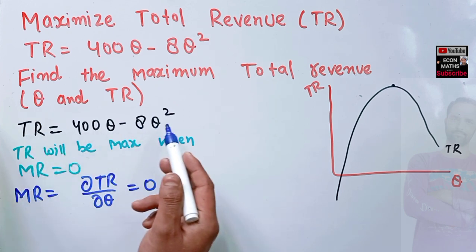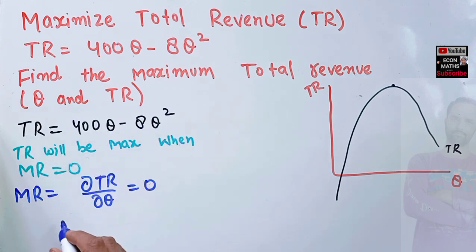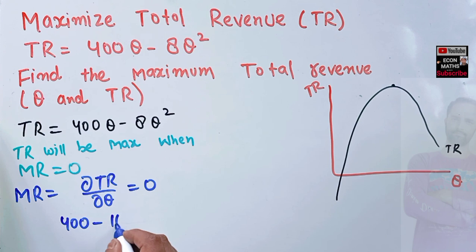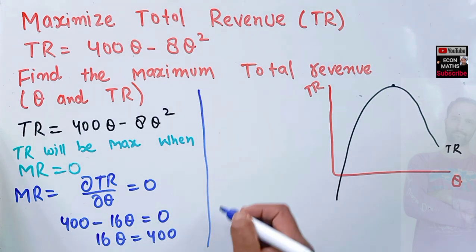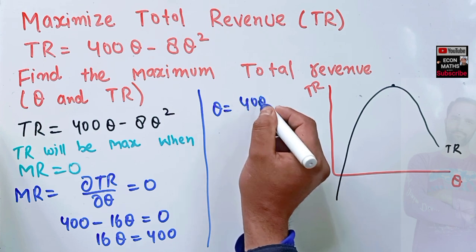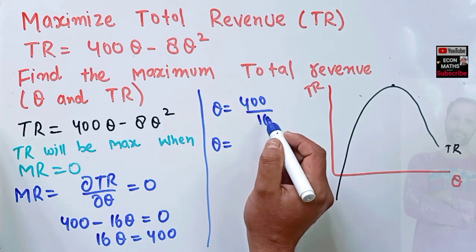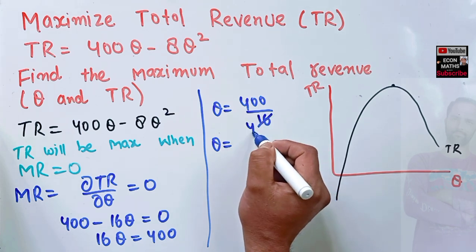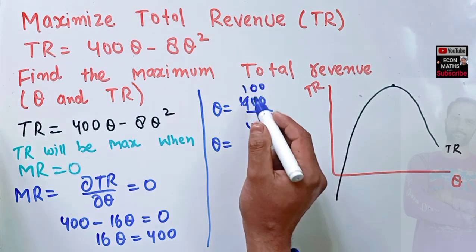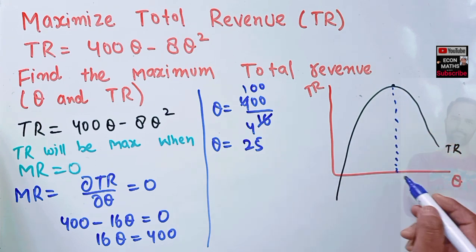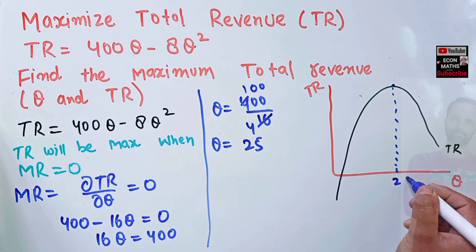So taking the derivative of this function with respect to q: the derivative of 400q is 400, minus the derivative of 8q² is 2 into 8, which is 16q. This should be equal to 0, which implies 16q = 400, or q = 400 divided by 16. Four 4s are 16, four 1s are 4, so this comes out to be 100 upon 4, which is 25. That means the value of output that maximizes total revenue is 25.